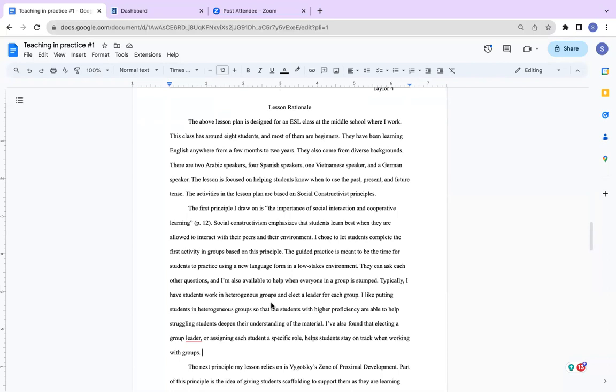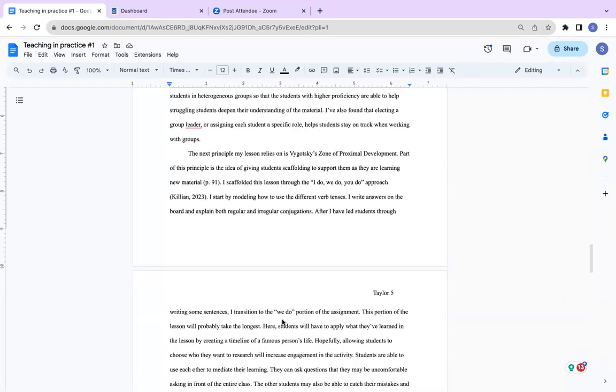I've had success with group work when I elect a group leader and say, hey, you're in charge of making sure this gets done. Or with a different activity, I might assign each student a role within the group, like you're in charge of taking notes, writing things down, you're in charge of reading the material out loud, you're in charge of asking questions, making sure people stay on task, that sort of thing. But social constructivist principle says that students learn best when there's social interaction, cooperation, collaboration. And so I tried to lean heavily on that in the lesson.